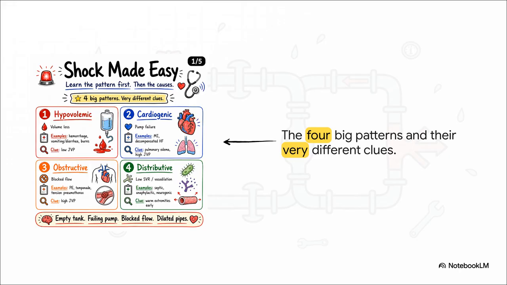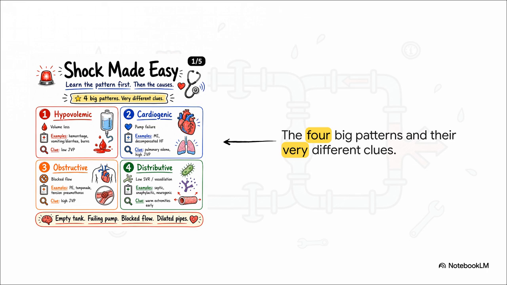First up, hypovolemic shock literally means volume loss. Think severe hemorrhage or massive burns. Your biggest bedside clue? Low jugular venous pressure, or JVP, simply because the tank is empty. Next, cardiogenic shock. Here, the pump is failing. The heart itself is the issue, maybe from a massive MI. So fluid backs up, leading to pulmonary edema and a high JVP.